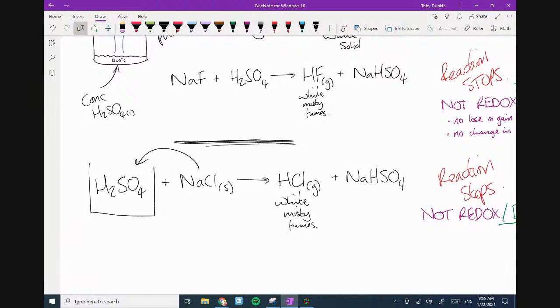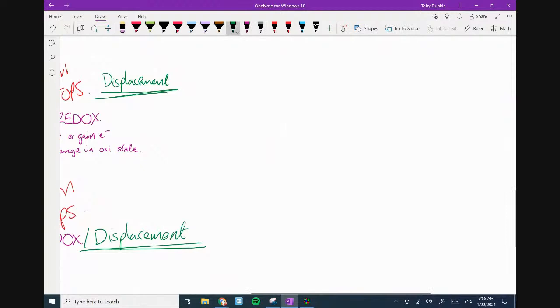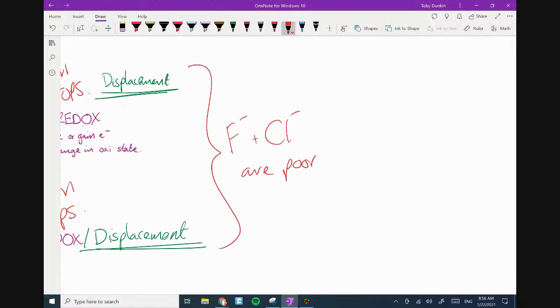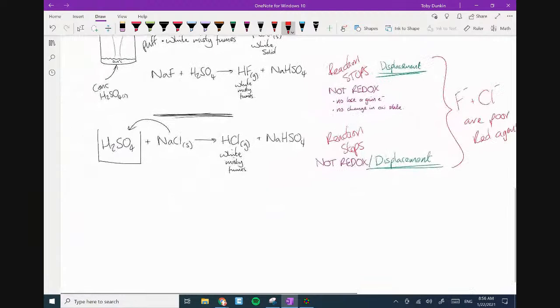So what that basically means, we can have a summary here, guys. The summary then says, I've only got 10 minutes left, F minus and Cl minus are poor reducing agents. And in this case, they do not act as one. These guys are poor reducing agents. Now we get to the interesting ones.